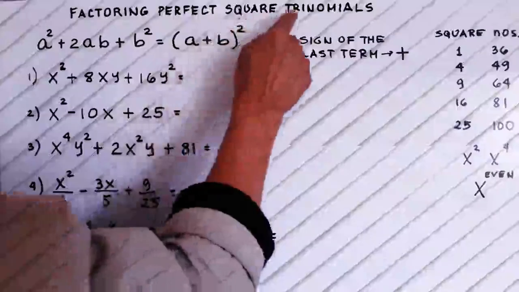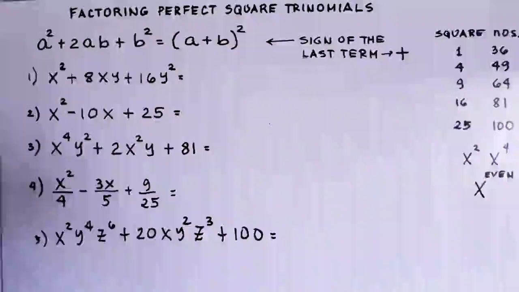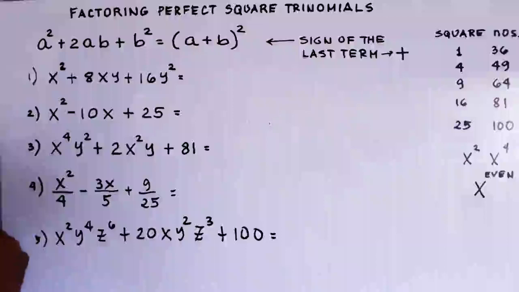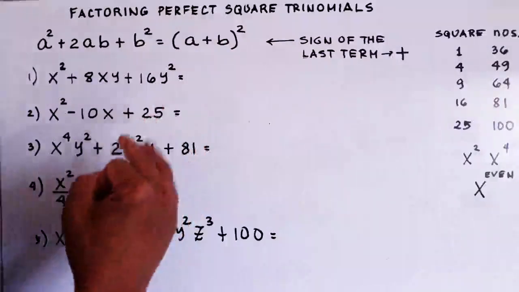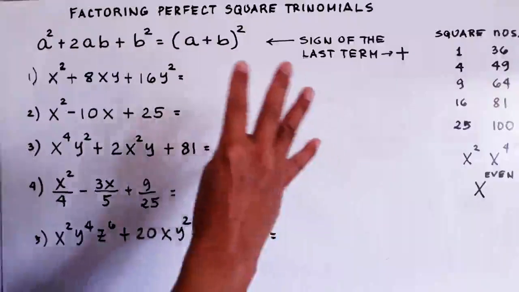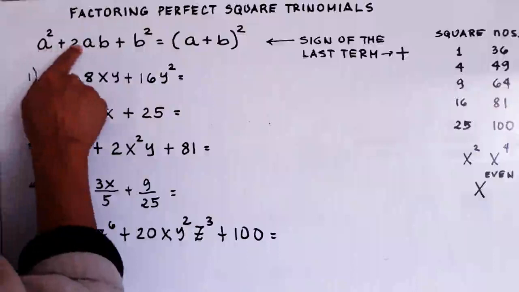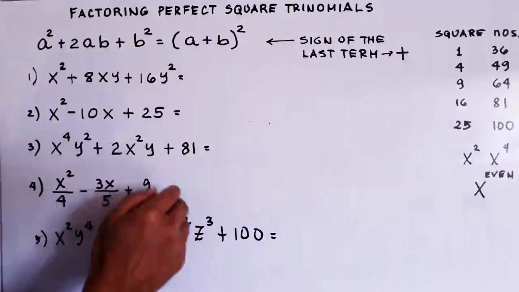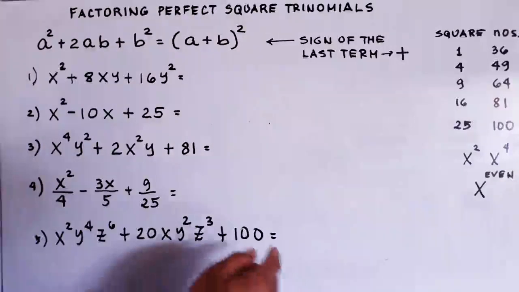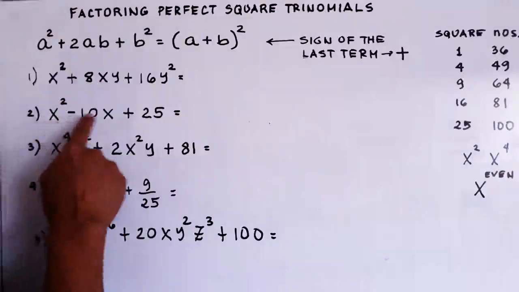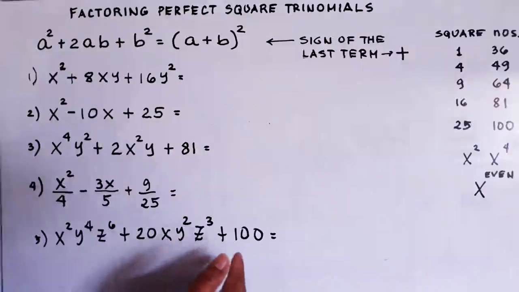Today we are going to discuss perfect square trinomials factoring. So we have here a trinomial, composed of 3 terms, not 4 terms, because 4 terms is different. We have 1, 2, and 3, and in all our examples here, they are all trinomials.